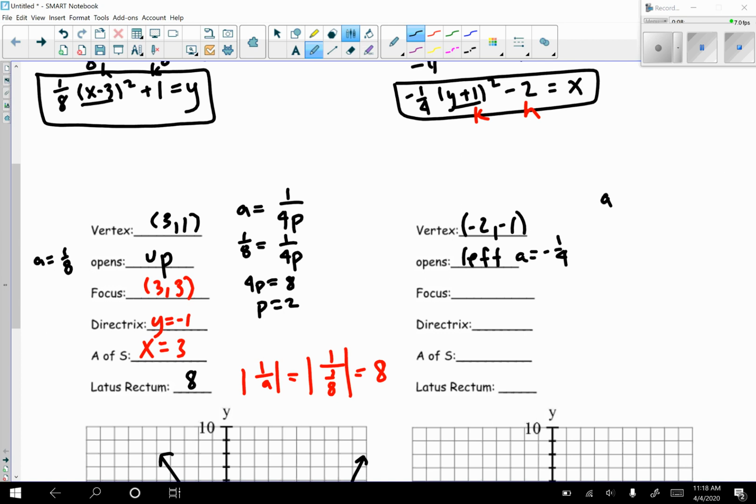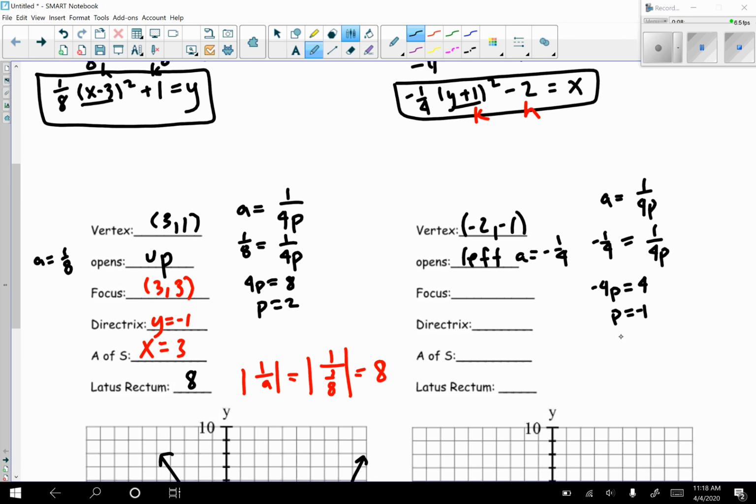So again, a is equal to 1 over 4p. So in this case, a is -1/4, which is equal to 1 over 4p. Go ahead and cross multiply. Doesn't matter if you put the negative with the 1 or the 4. I'm just going to put it with the 1. So -1 times 4 is -4p, which is equal to 4 times 1, which is 4. So divide by -4, and p is equal to -1.